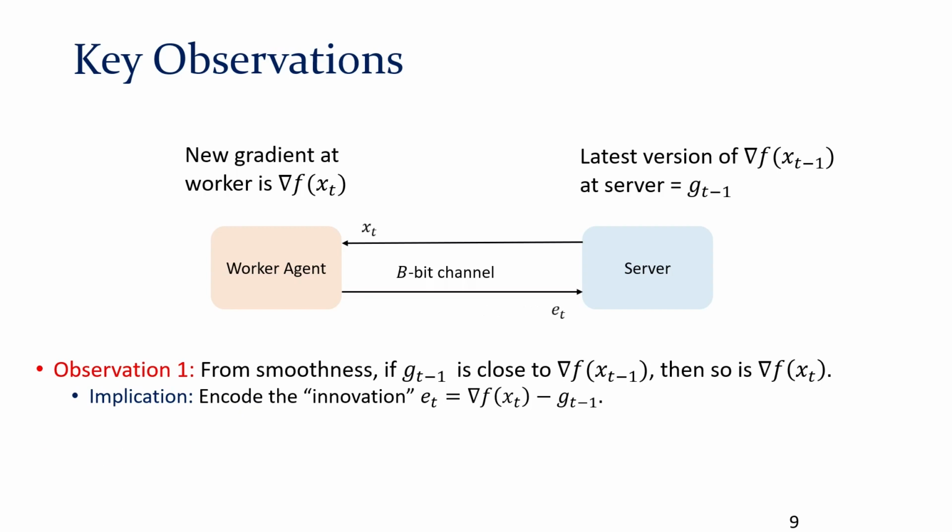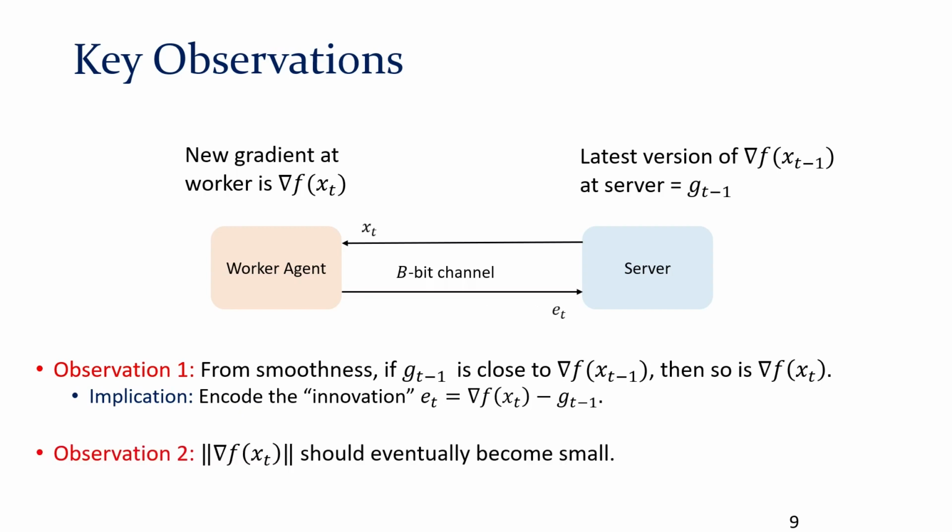And the second observation comes from the fact that if we design our algorithm correctly, then it must be that the magnitude of the gradient is becoming smaller and smaller over time.